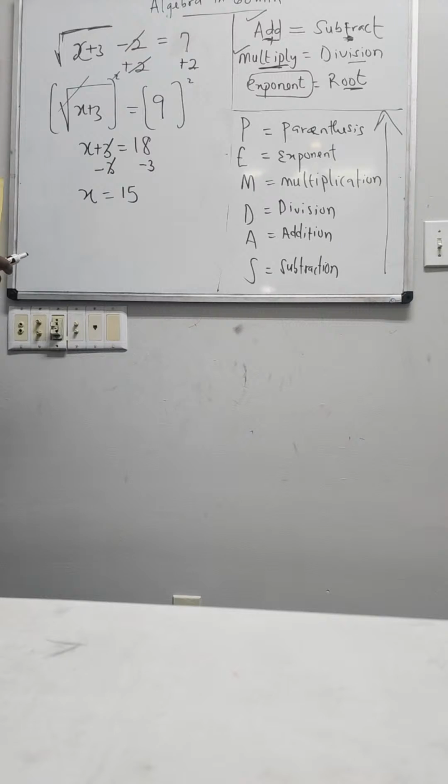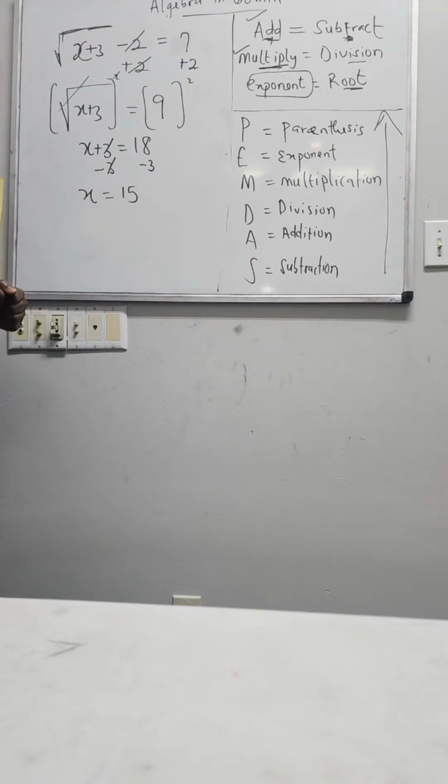And looking at this, you can test if what you've done is correct. If you plug in 15 into this equation, you have 15 plus 3, which is 18. And square root of 18 is like 3 root 2, minus 2. Yeah, you can confirm this.